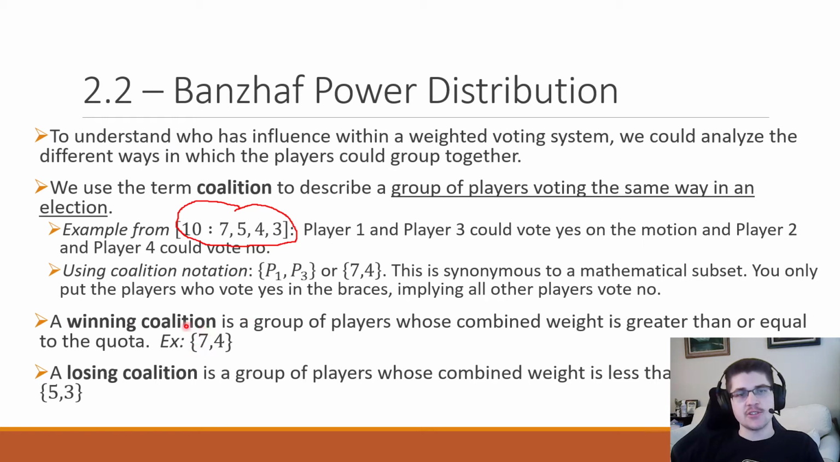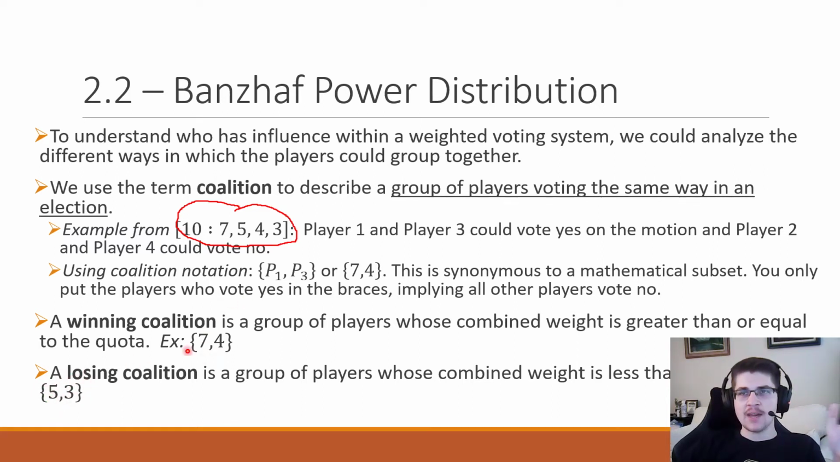So a winning coalition is just a coalition in which the group will pass the motion. Or basically, when you add up the weights of those numbers, it's going to make the quota. So in the case of this coalition of 7 and 4, we would call that a winning coalition because they have 11 votes, and if they're both voting yes, they are going to pass the motion, and we know what the outcome will be. Similarly, the inverse coalition, the group of players 2 and 4 with votes 5 and 3, would not be a winning coalition, right? Because they only have 8 votes. They're not going to pass the motion.